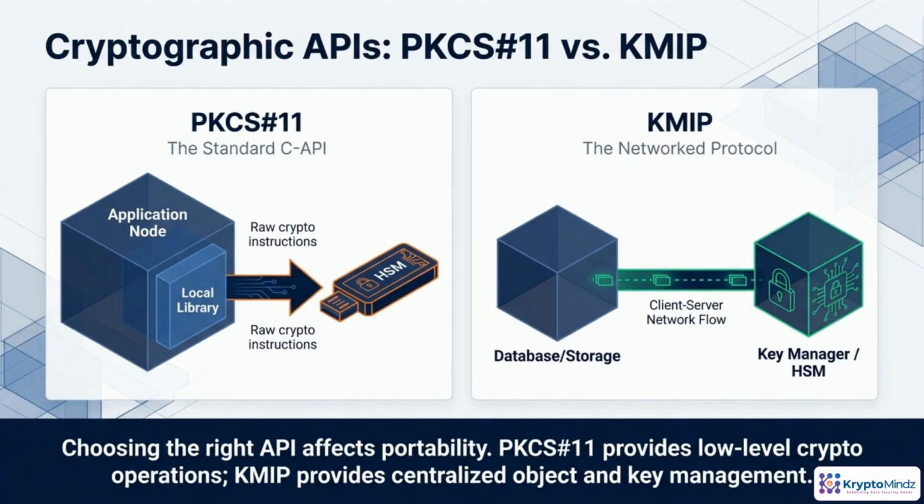PKCS#11 and KMIP solve related but different problems. PKCS#11 is a low-level C-style API used directly by applications. You load a local library, send raw crypto operations, and you're very close to the HSM. That gives you fine control and performance, but also tighter coupling to the hardware. KMIP is a network protocol. Clients talk to a central key manager that handles objects, policies, and lifecycle. You lose some low-level control, but gain centralized management and easier integration across multiple applications.